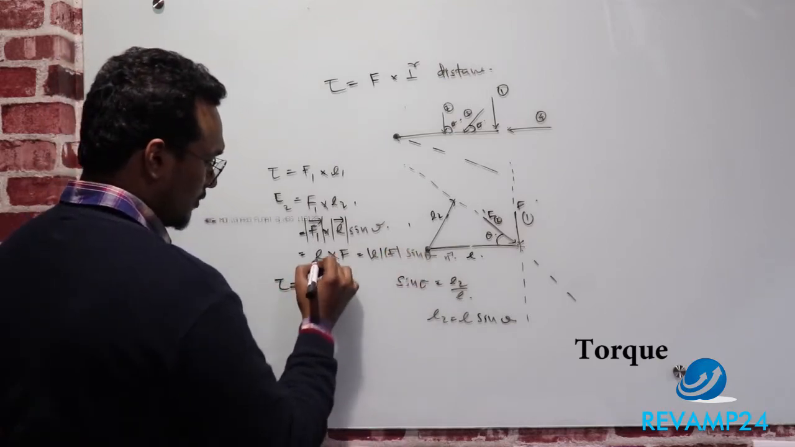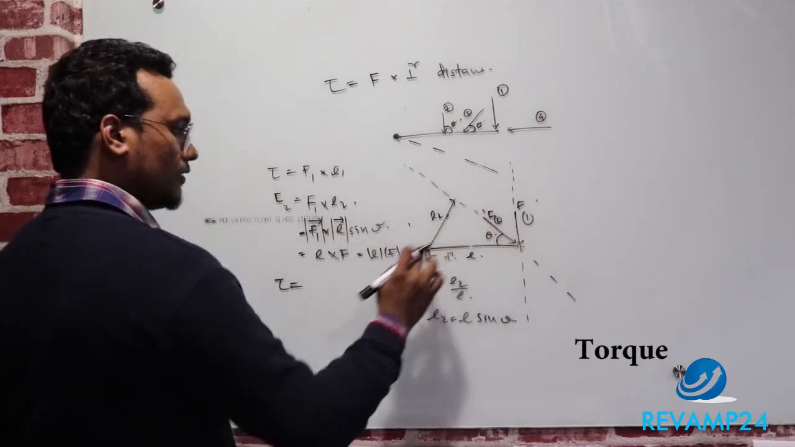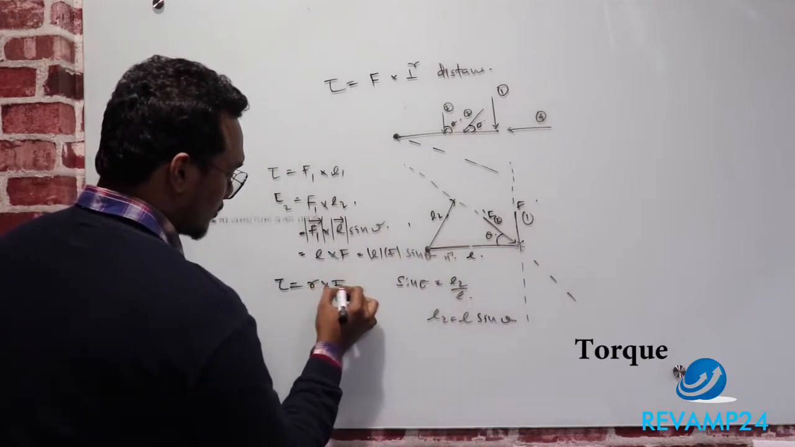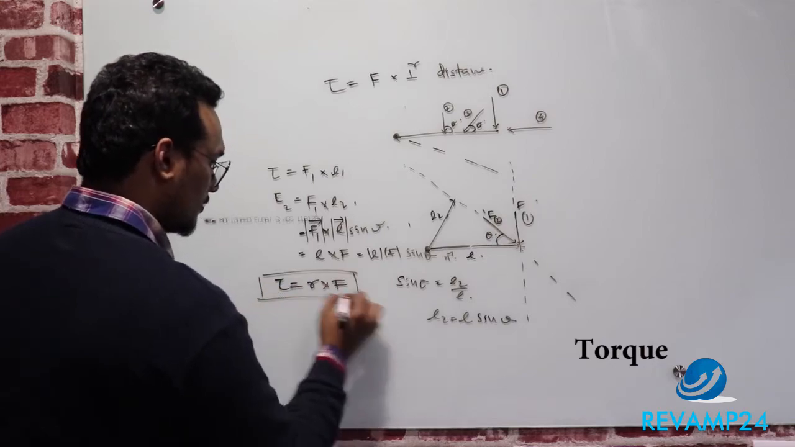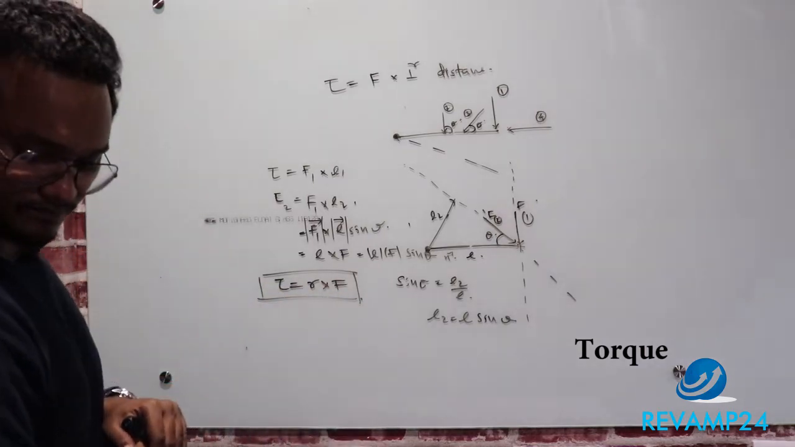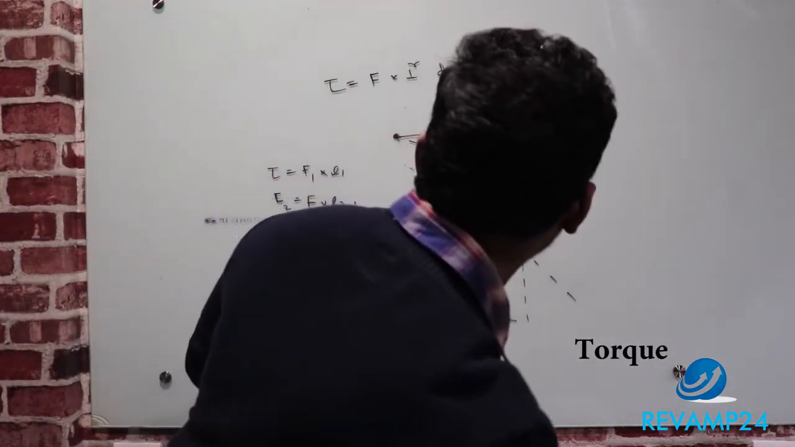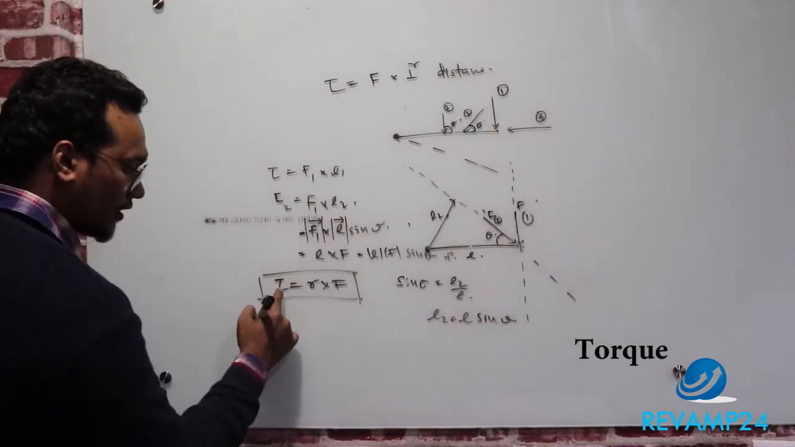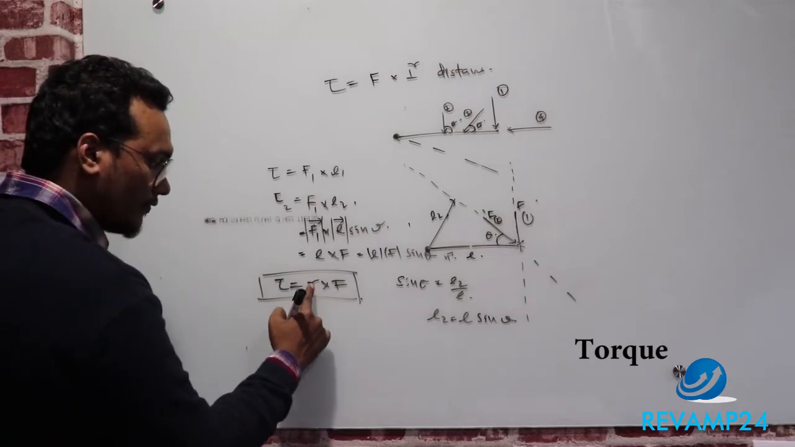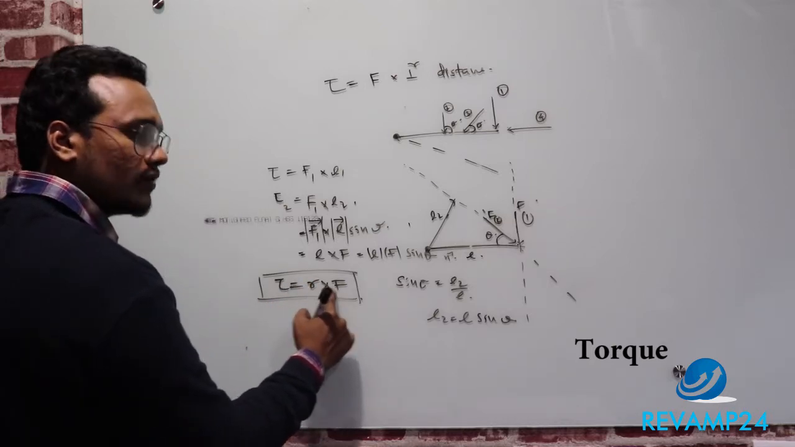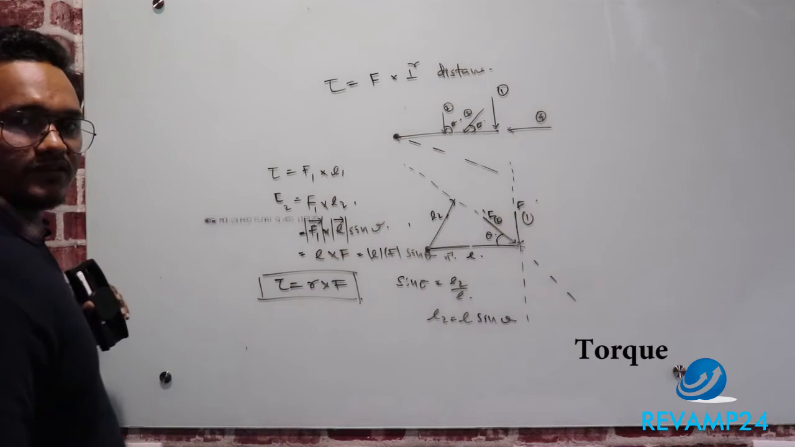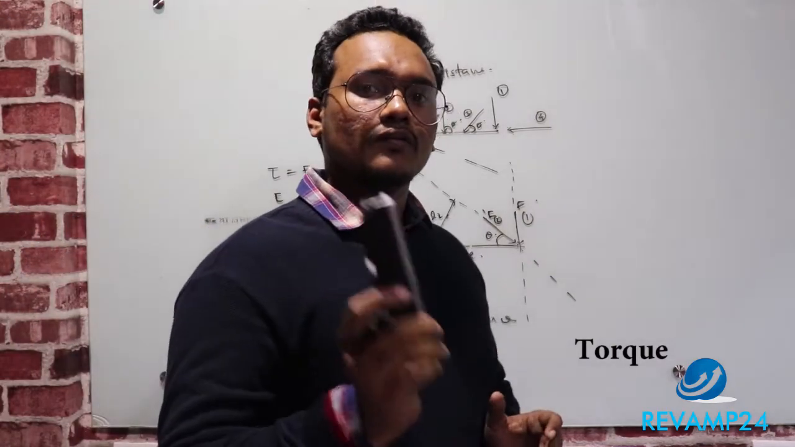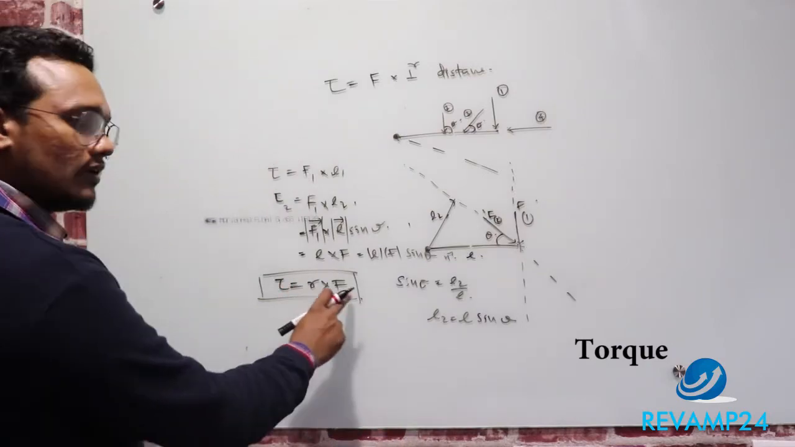Torque is equal to L cross F, or if you are taking the position vector as R, then that will be R cross F. This is an important derivation. Similarly, in words, R cross F is nothing but the moment of force. So torque is defined as the moment of force, or moment of linear force.